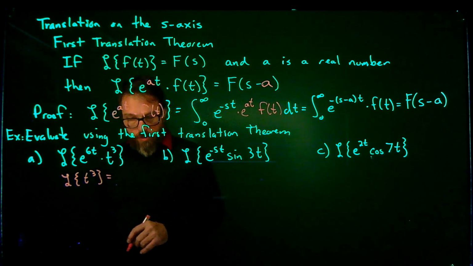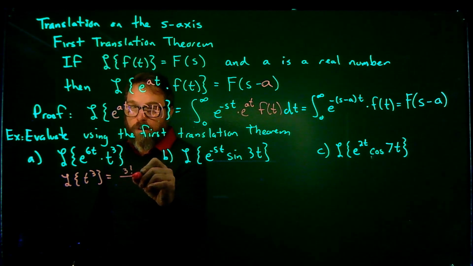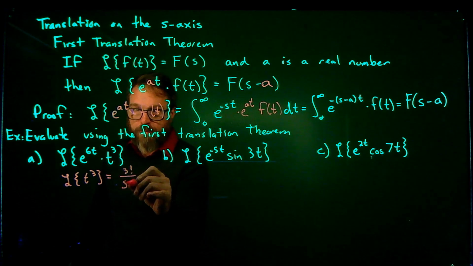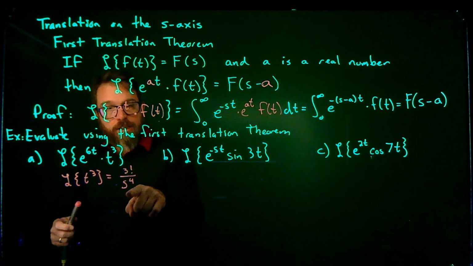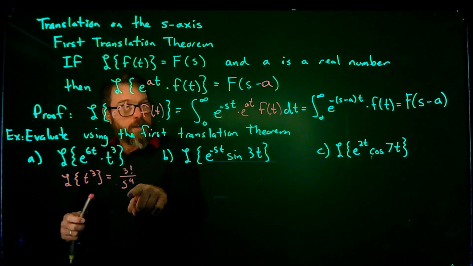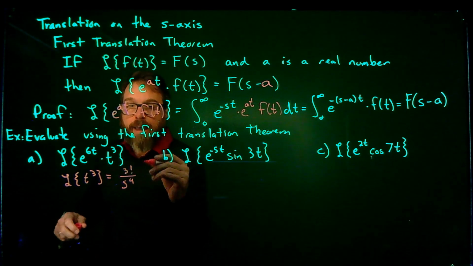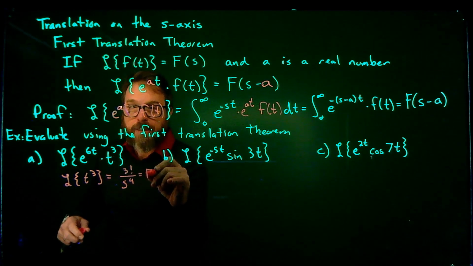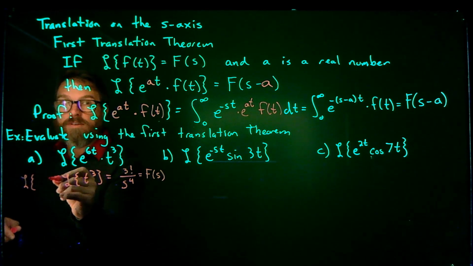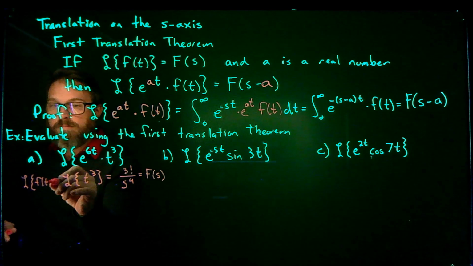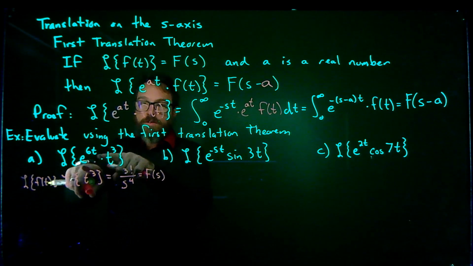Well, Laplace of t cubed is going to be equal to 3 factorial all over s to the fourth. So that means the Laplace of this thing is just going to be this, because remember, this is capital F of s. So this is going to be capital F of s shifted to the right 6 units. Remember, this represents capital F of s, because this is going to be the Laplace of f of t.